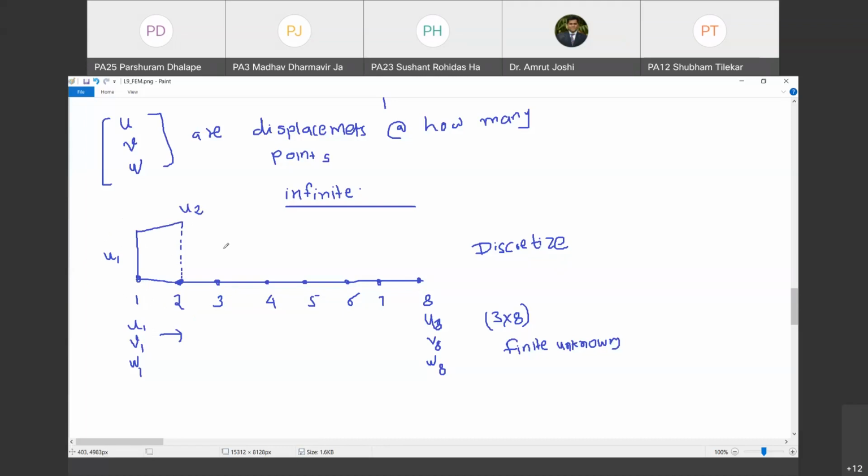This can be a linear interpolation, it can be quadratic, it can be nth order polynomial, anything. But the idea is, I will express the x directional displacement of a point in between 1 and 2 as a function of the x directional displacement at 1 and the x directional displacement at 2. Are you with me? Type your response in chat box. This is very crucial.